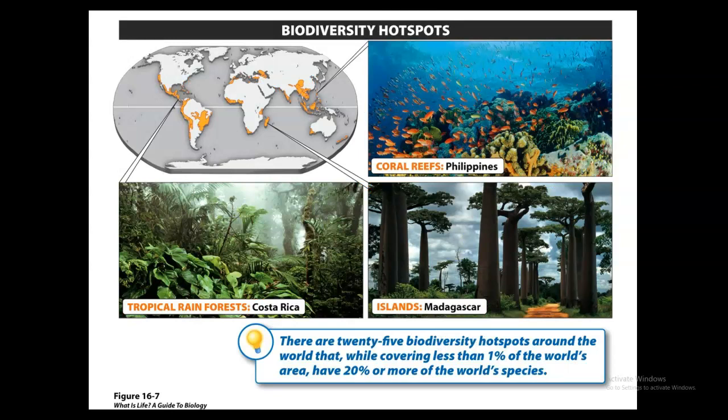Sometimes we have what are referred to as biodiversity hotspots. These are regions of the world that have significant reservoirs of biodiversity under threat of destruction. 25 hotspots have been identified around the world. Some main ones we see here are the coral reefs of the Philippines, tropical rainforests like this one in Costa Rica, and islands like Madagascar. These hotspots cover less than 1% of the Earth, but they contain about 20% or more of the world's species.